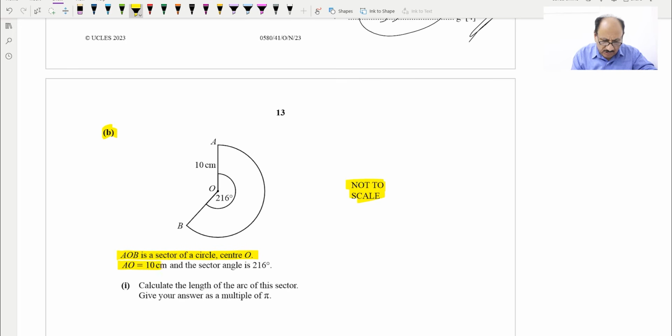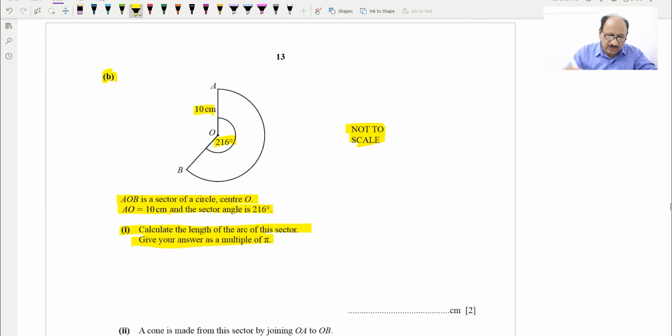Now the B part says that AOB is a sector of a circle with center O, and the diagram is not to scale. AO is equal to 10 centimeter, and the sector angle is 216. Calculate the length of the arc of this sector. Give your answer as a multiple of pi.